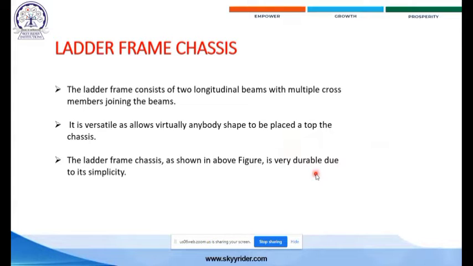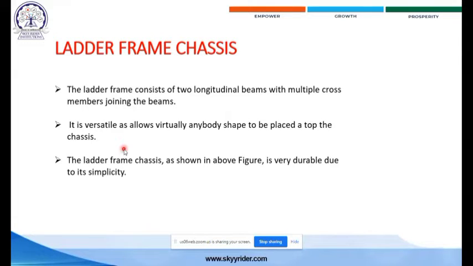Why do we consider the ladder frame chassis? The ladder frame consists of two longitudinal beams. Why am I saying two longitudinal? It's a ladder frame, and ladder means there are two beams, two longitudinal beams with multiple cross members joining them. It looks like a ladder. It is very versatile, as it allows virtually any body shape to be placed atop the chassis. You can take any kind of shape.